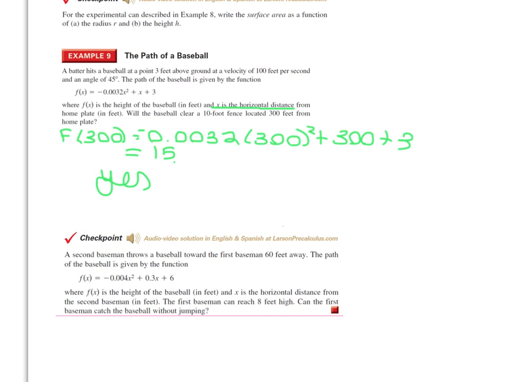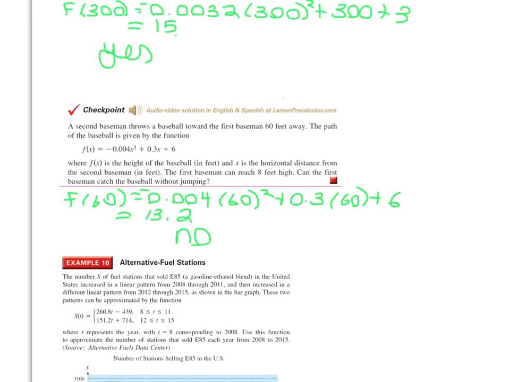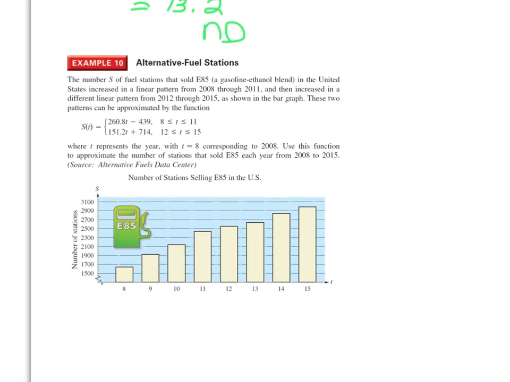Okay, you can go ahead and do the next checkpoint, and I'll just put the answer real quick. So go ahead and pause. And the answer here is no, because it's going to go 13.2 feet, and he would have to jump to catch it. Okay, let's go to example 10.